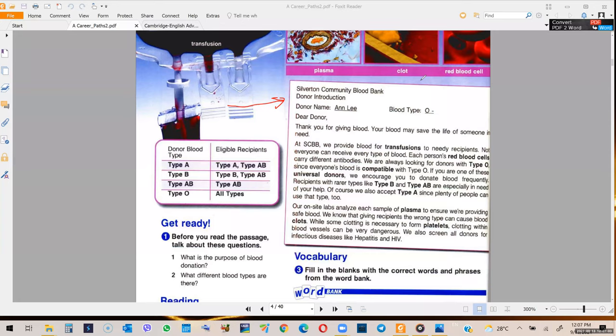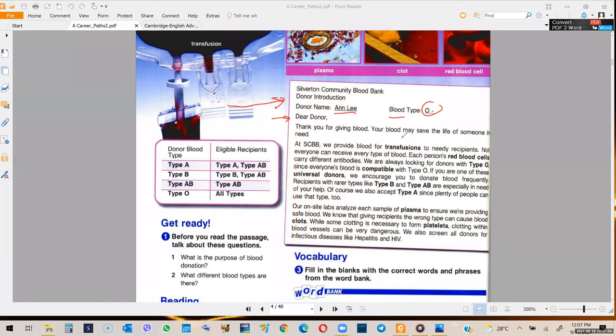Yes, donor introduction. So this is an introduction to the people who want to donate their blood. Donors mean the people who give their blood for free, of course, to help other people or other patients. Donor name, Ann Lee. Blood type, yes, we say O negative. Dear donor. Now this is like a letter to the donor. Her name is Ann Lee, and this is a letter to her. Thank you for giving blood. Your blood may save the life of someone in need.